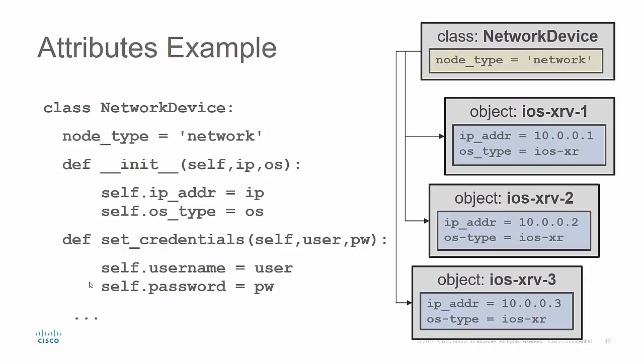The way that you distinguish class-wide variables, which would be called class attributes, such as node type, from object-specific variables or attributes, such as IP address and OS type, is that object-specific variables will be preceded by the self keyword. The self attribute is going to be used to define IP address as well as OS type.